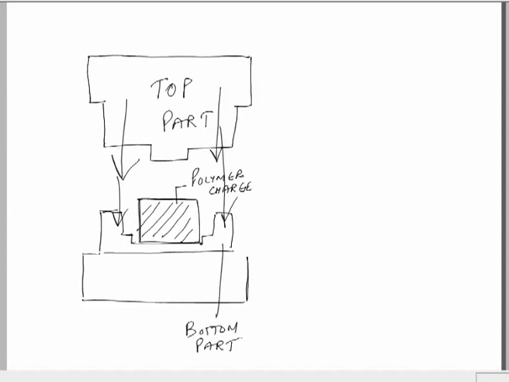The top and the bottom part, the pressure would be applied on this polymer charge and we will get the final product. So we can see when this top part and the bottom part, or the top half and the bottom half of the mold would combine together, they would apply pressure on the polymer charge. The polymer charge is in heated condition because of the heating elements, and we will get the final product according to the desired dimensions as well as the desired shape. So let us see now when the two parts will close together how we will get the final product.